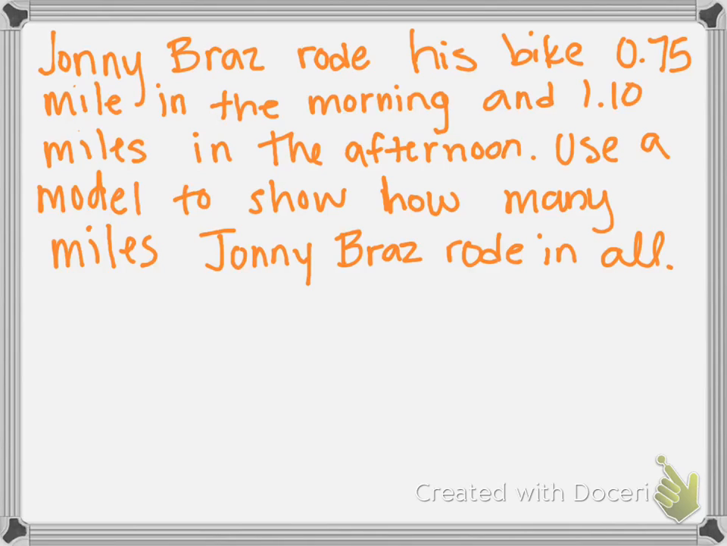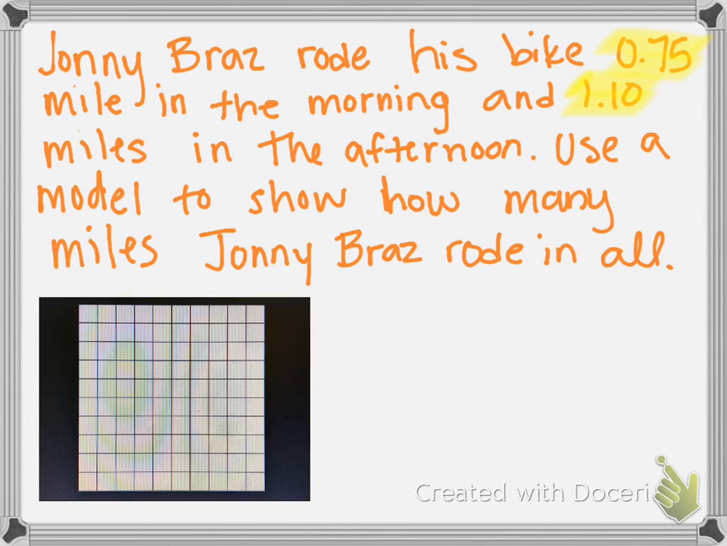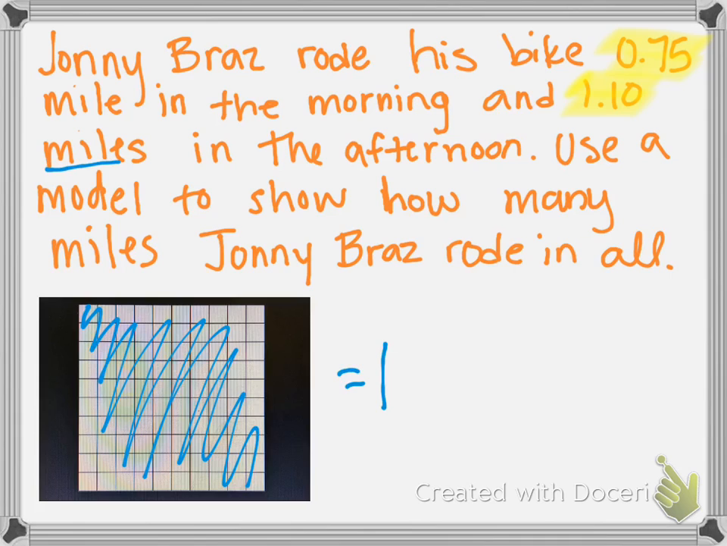So Johnny Braz rode his bike 0.75 or 75 hundredths mile in the morning and 1.1 miles in the afternoon. So we need to show this in a model. I get to cheat because I'm the teacher, but you should have something that looks like this. If I colored the whole thing in, that would represent one of whatever we're talking about. In this case, it'd be 1 mile. All right. Well, he did not ride 1 mile.